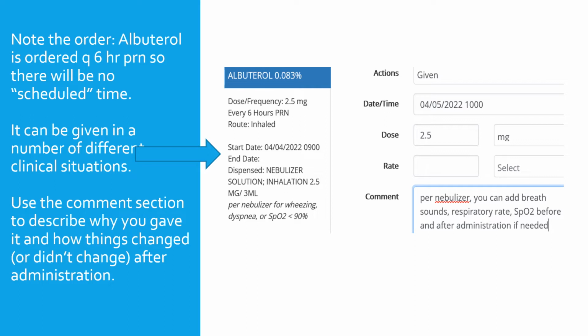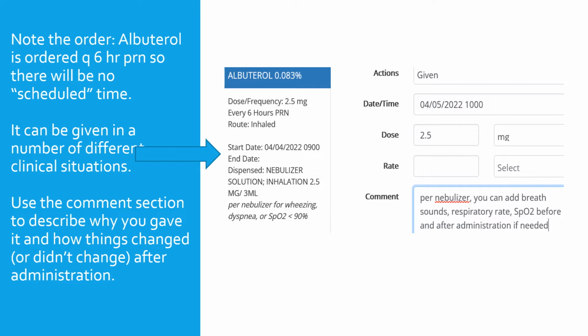Now the reason for administration and the assessment data, both before and after, can go in the comment box. These may also be elaborated on in a nursing note or on the vital signs graphic, depending on what the parameters are. So if it's an SpO2, that could be on the vital signs graphic. If it has to do with abnormal breath sounds, perhaps use of accessory muscles, that sort of thing, that could be in a nurse's note.